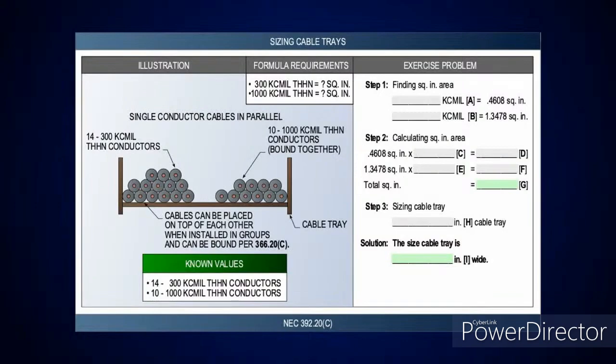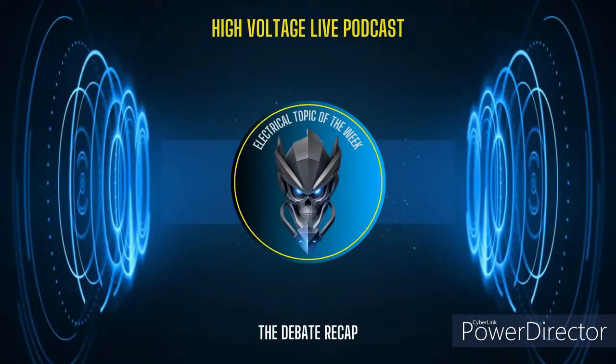Here we've got 10 1000 and 14 300 kcmil. You're going to do the same thing: get all your square inch values, then go over and look at the table, come down to the next square inch size above that, and it'll tell you what that cable tray size is going to be. Okay. Nice.